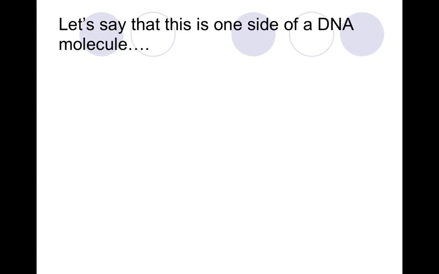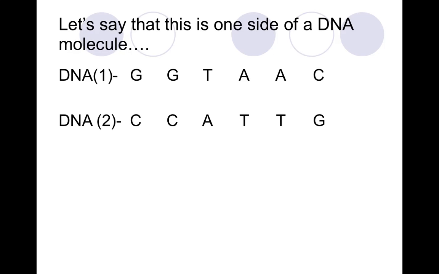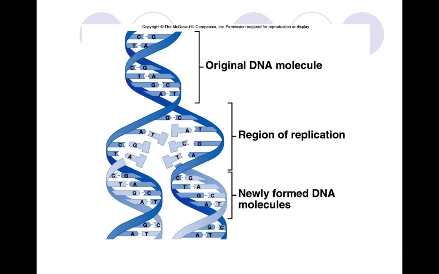Let's say this is one side of a DNA molecule, all right? GGTAAC. Then our second side would be C, because G and C always come together. G is going to go with C. T is going to match up with A, A with T, C with G. That would be my second DNA side.